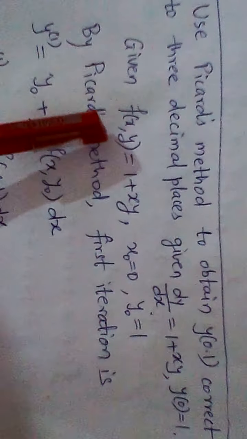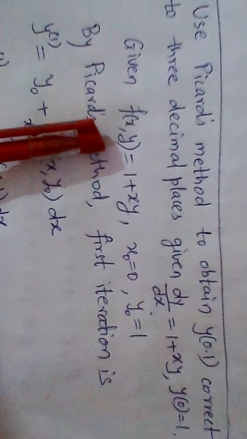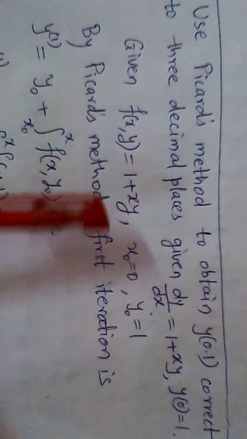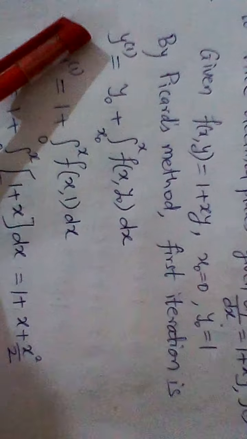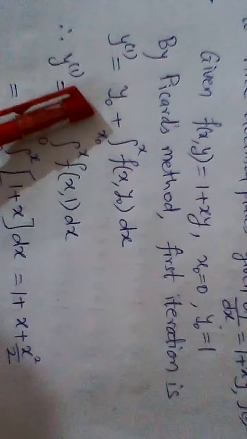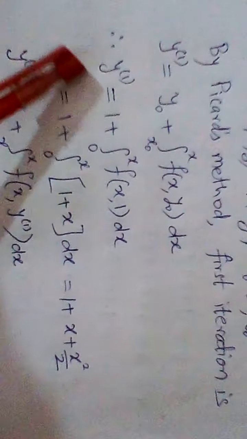So again let us note the given facts. F of x comma y means your dy by dx is 1 plus xy. x naught is 0 and y naught is 1. So we use Picard's method. The first iteration is given by y1 is equal to y naught plus integration from x naught to x of f of x comma y naught dx. Therefore, y1 will be 1 plus integration from 0 to x of f of x comma 1 dx.